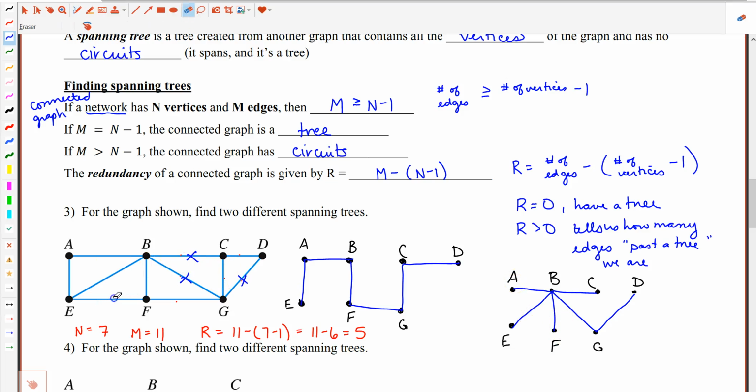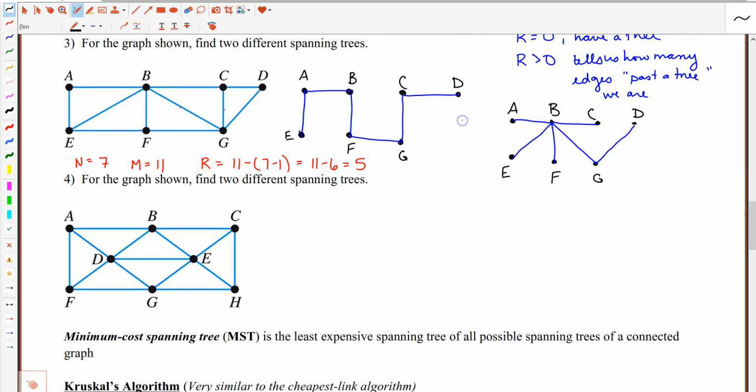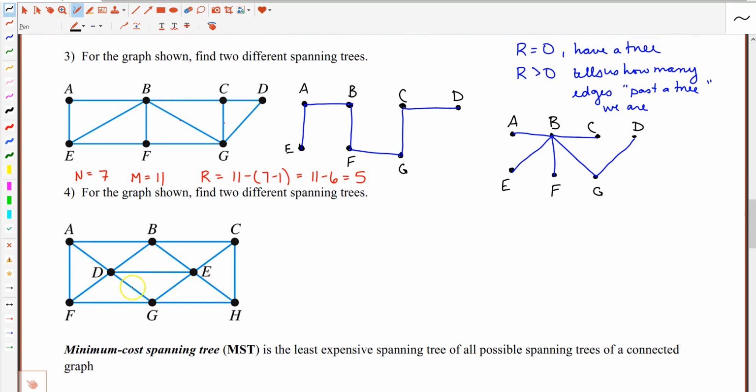So I'm going to erase these just so we can see what the original graph looks like. There are many, many other spanning trees other than just these two. Let's see a different graph where we go over this example one more time. So we're going to find 2 different spanning trees for this graph.